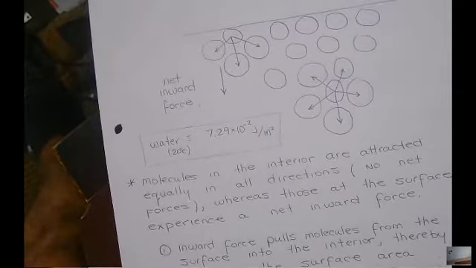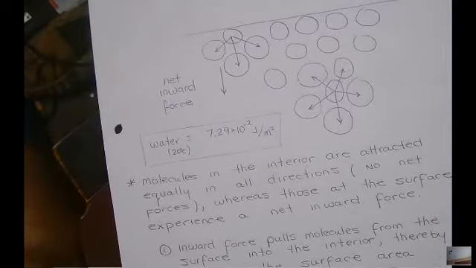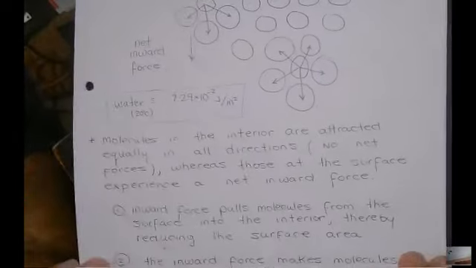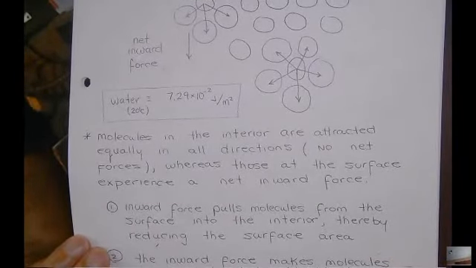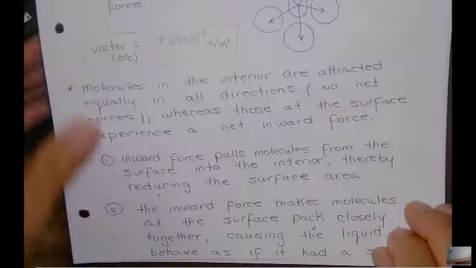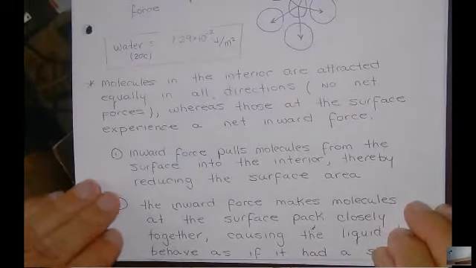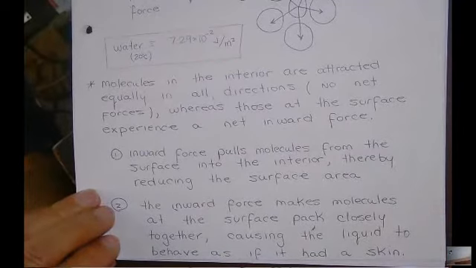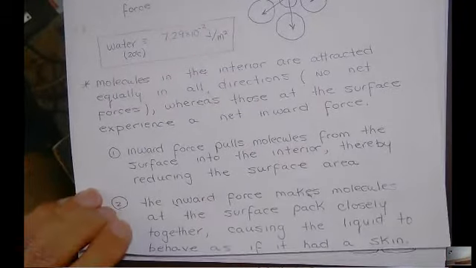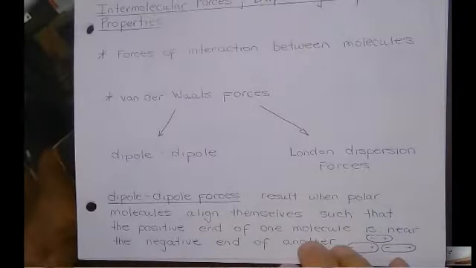Okay, so molecules in the interior are attracted equally in all directions. No net forces, where those at the surface experience a net inward force. The inward force pulls from the surface into the interior, thereby reducing the surface area. The inward force makes molecules at the surface packed closer together, causing the liquid to behave as if it had a skin. And sometimes it almost seems like it does have a skin.